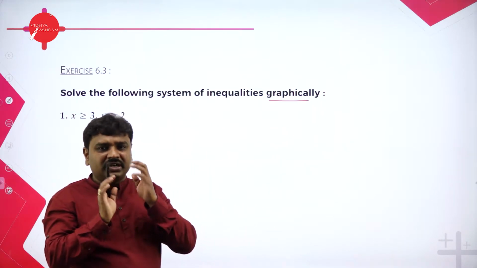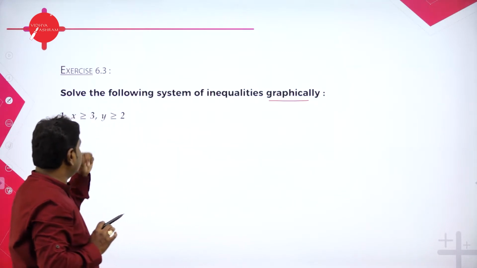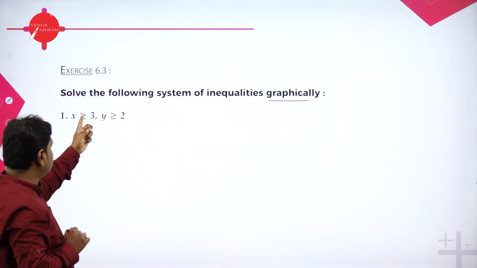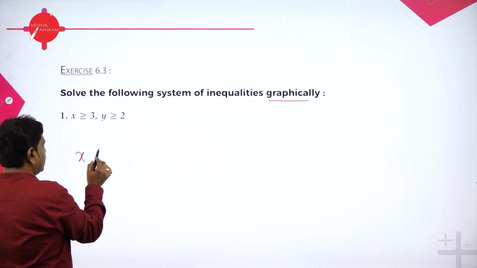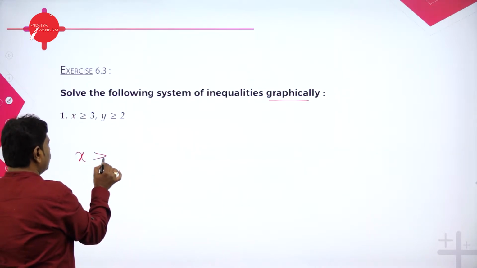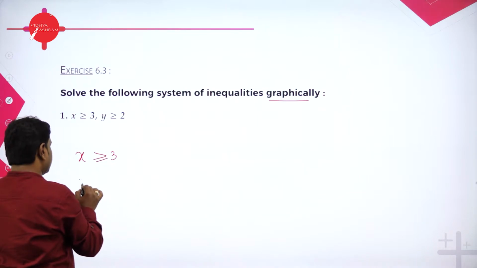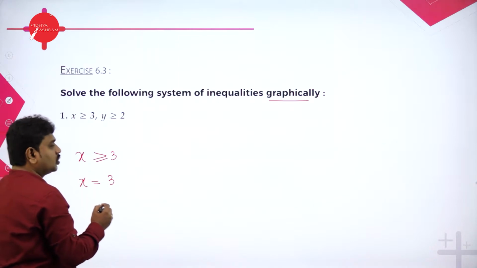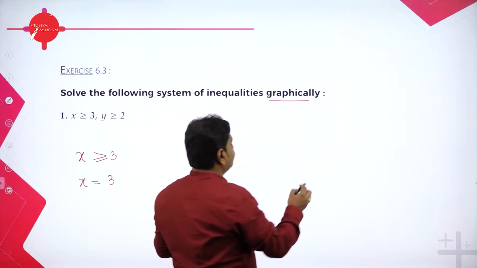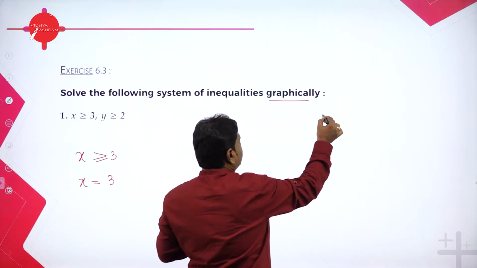Very simple and easy. First, they have given two equations, you can see. One is x greater than or equal to 3. Take x greater than or equal to 3, or we say whenever you want to draw the graph, you should take equal to. X equal to 3. Greater means shade towards right. So now this is a direct inequality.